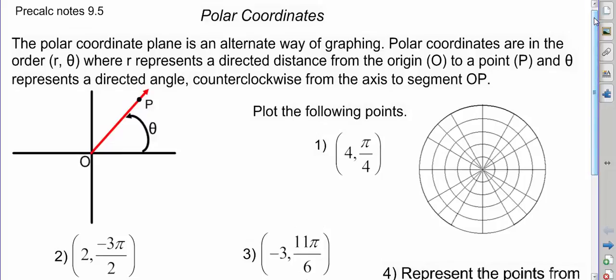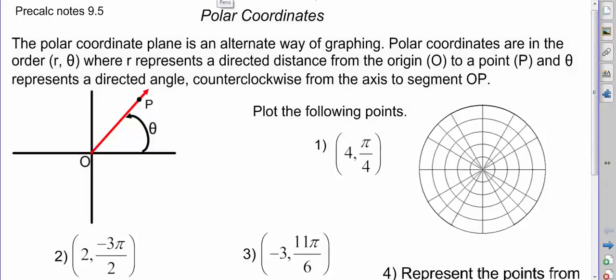All right, so a polar coordinate is essentially just an alternate way of graphing things. They're in the order r, comma, theta, where r represents the directed distance. You might think of it as the radius from the origin O to a point P. Theta represents a directed angle counterclockwise from the axis to segment OP.